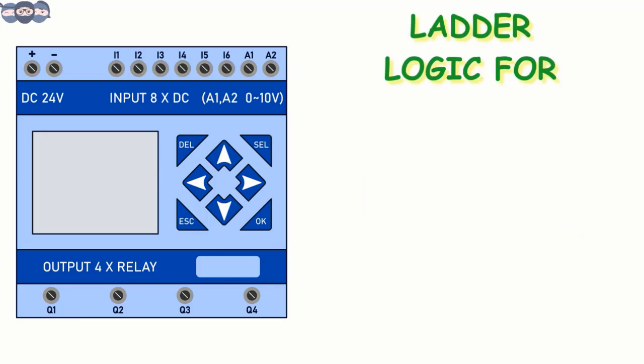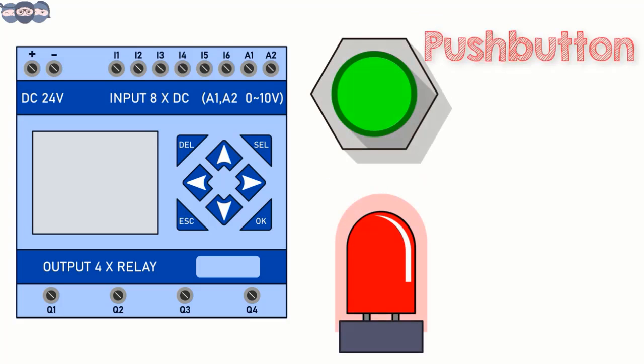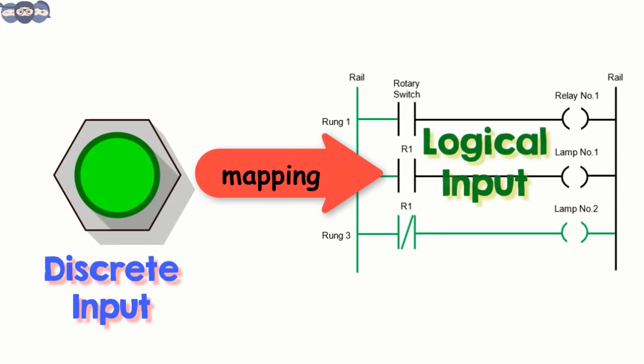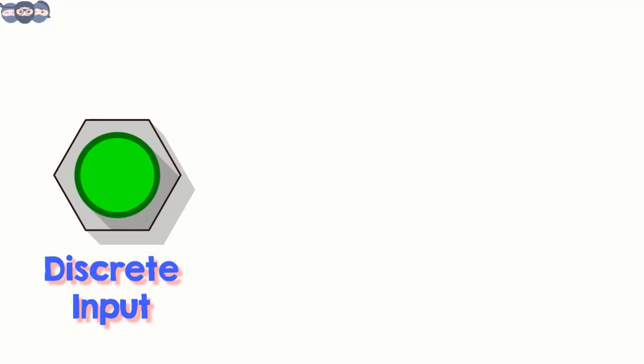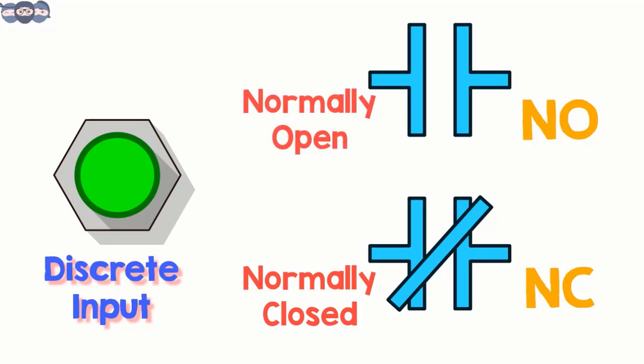Let us try to build a ladder logic for basic gates, that is AND, OR and NOT. We will be using push buttons and LEDs for the same. A physical, discrete input can be mapped to logical inputs in a rung. The value that these discrete devices can take are NC or NO. NC stands for normally closed contact and NO stands for normally open contact.